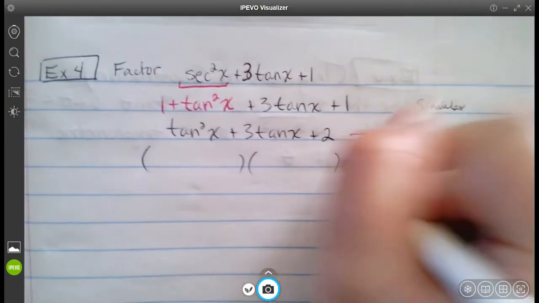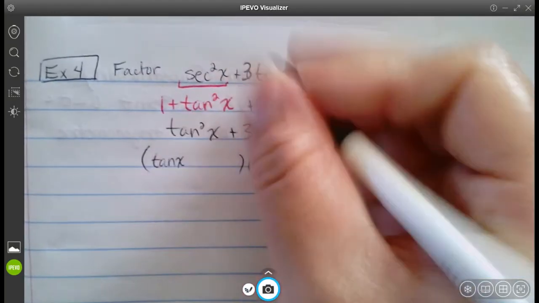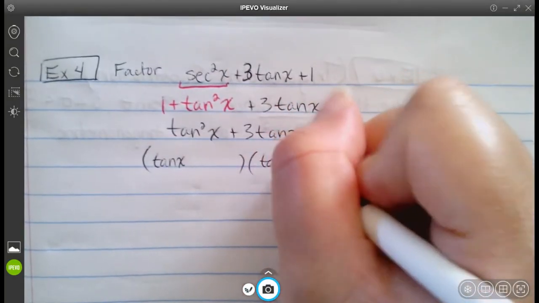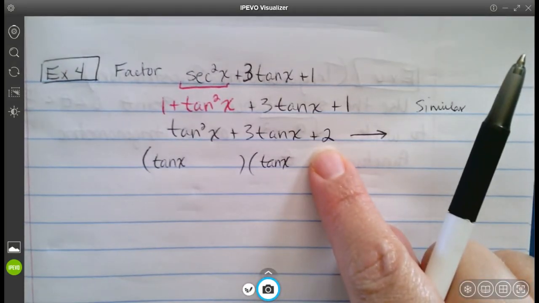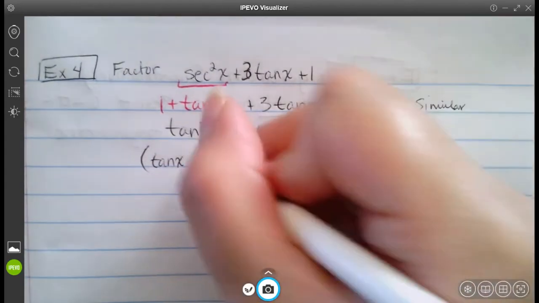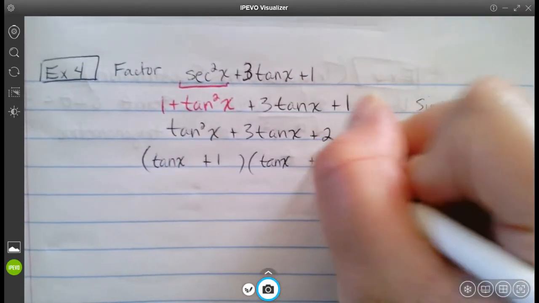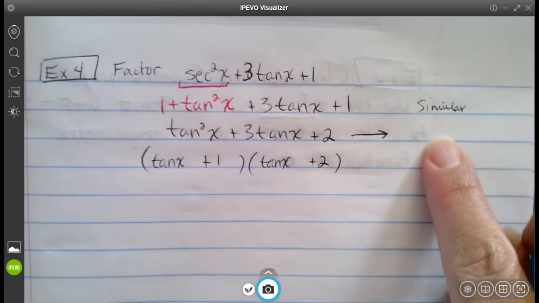So I know that to get tangent square, we have to have tangent in each one. Okay. 2 only has a few factors, 2 times 1, yeah? And since both of these are positive, I know it's going to be plus 1 and plus 2. And that should give me my answer, yeah? Let's see if it works with the similar pattern.